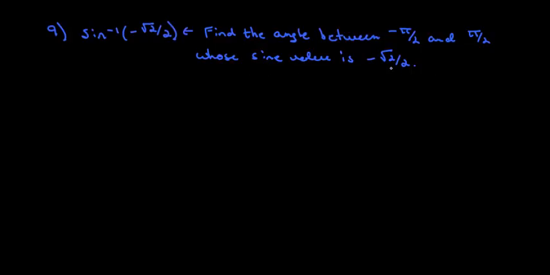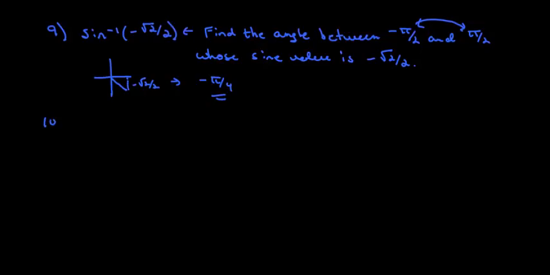The answer for that, if you think about your circle, is going to be an angle of negative pi over 4. If you say 7 pi over 4, that is technically wrong because the output has to be between negative pi over 2 and pi over 2. So you want your angle to be in that range.